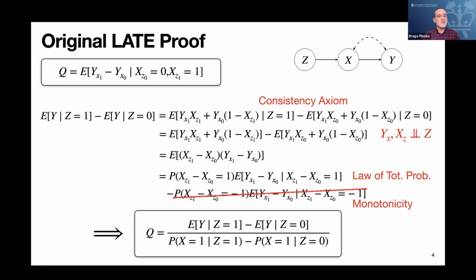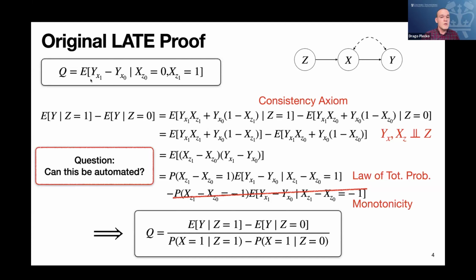The key question for us is, can we generalize this? Can we make this proof technique automated, and can we extend this to arbitrary counterfactual queries under monotonicity? And the answer is yes, which is very nice. So I'm going to talk about this next.